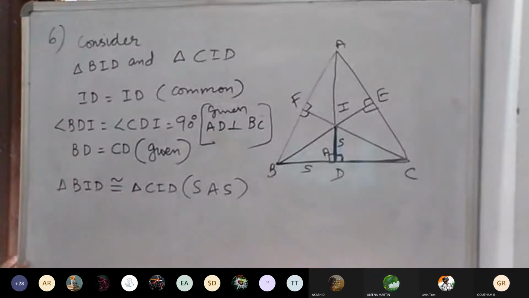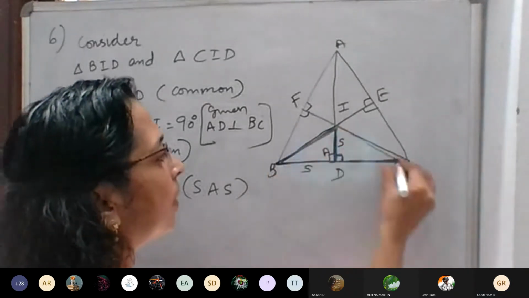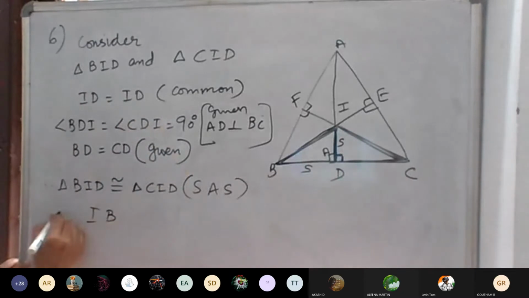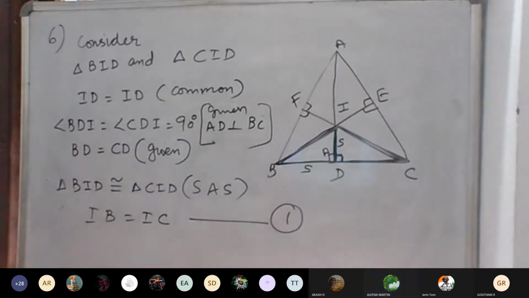So we can say that IB is equal to what? This side of this triangle is equal to IB is equal to IC, by CPCT. Let it be equation number 1. We mark it as equation number 1 because otherwise it will be difficult to search for it later.